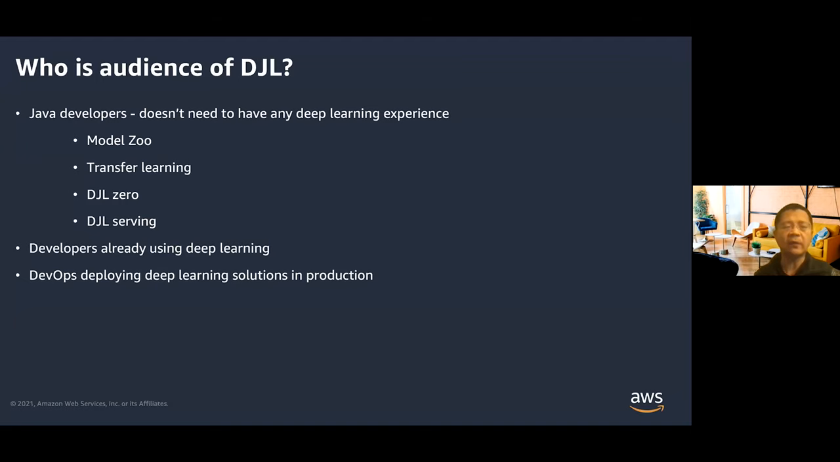DJL is not only for that. DJL can also be used by developers already using deep learning. For those users who are already trained experts in machine learning, if you want to deploy your model and you want flexibility, DJL is your friend. And for those in DevOps, we deliberately make it very, very easy to deploy machine learning solutions. You can see in my later slides that we provide different layers of solutions to make deployment very, very easy.